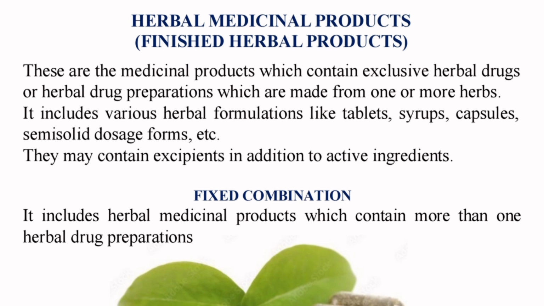These herbal products are in various forms like tablets, syrups, capsules, and semi solid forms, and they also have excipients along with the active ingredient, that is API. Then fixed combination. These herbal medicinal products contain more than one herbal preparation.